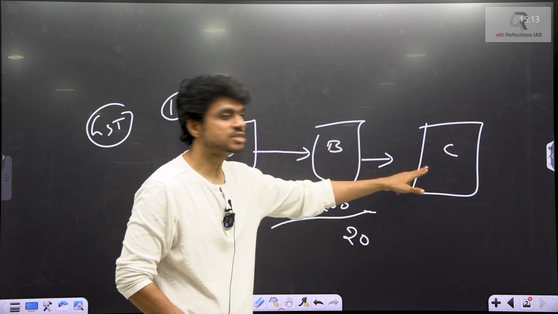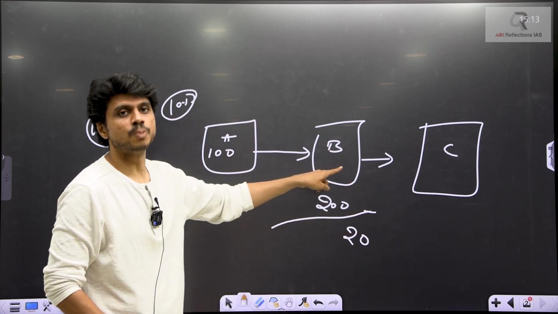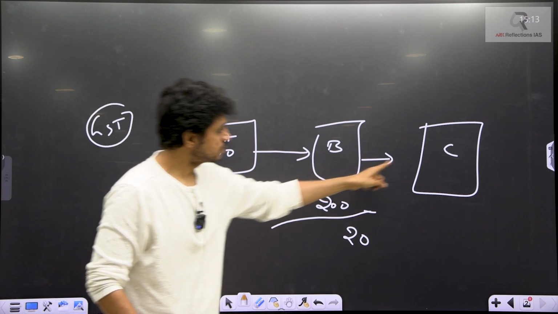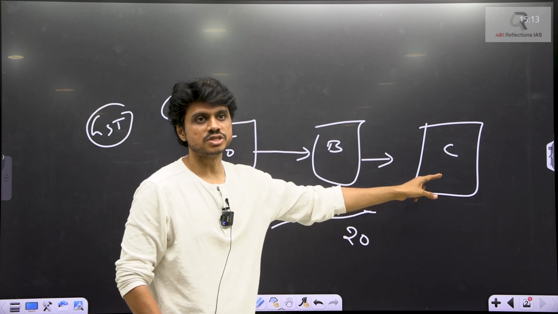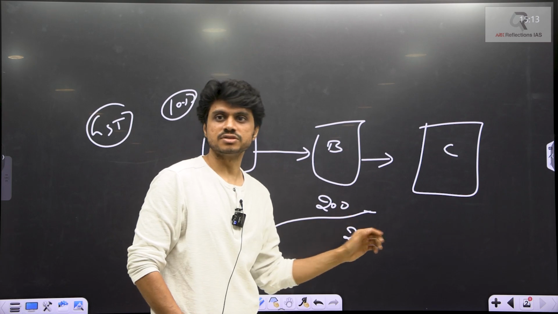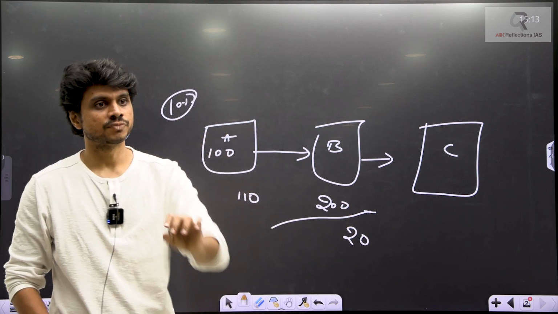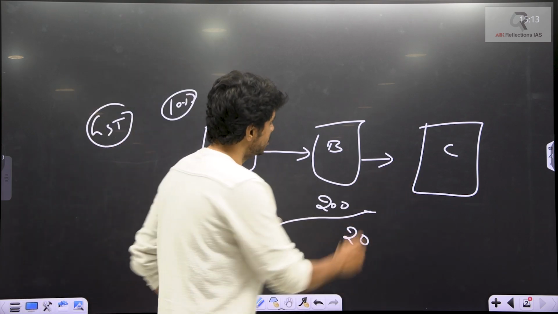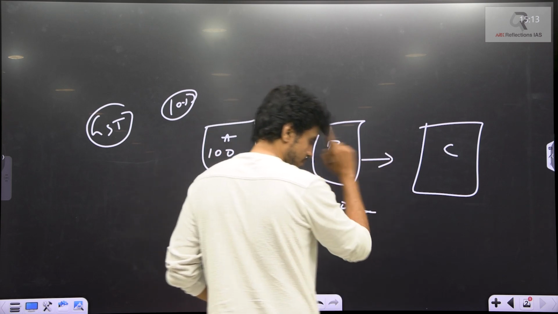Basically this 20 rupees C is paying. Here this 10 rupees B is paying. Okay. So now all the burden has been shifted to C. That's what we say, indirect taxes. This is not fixed on one person. It keeps shifting. Okay. Now C purchases the material.